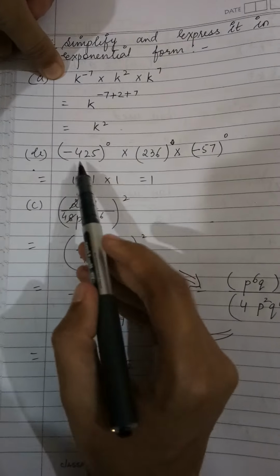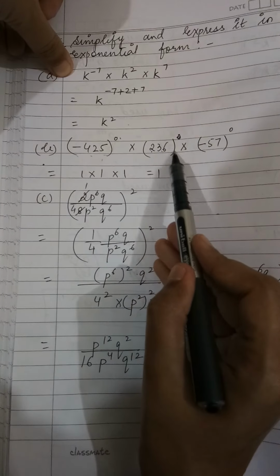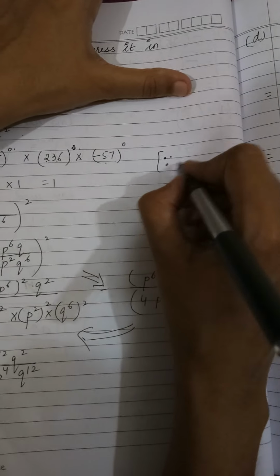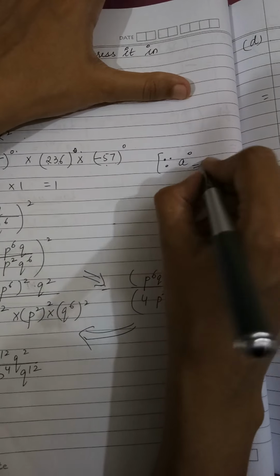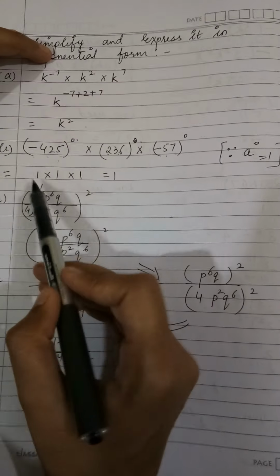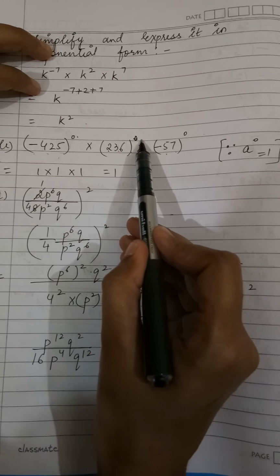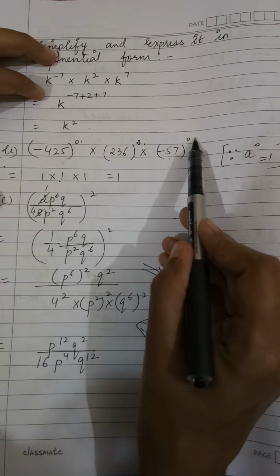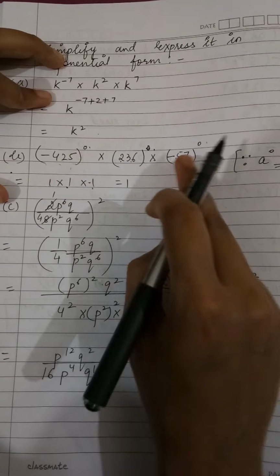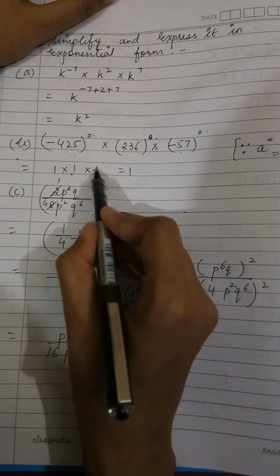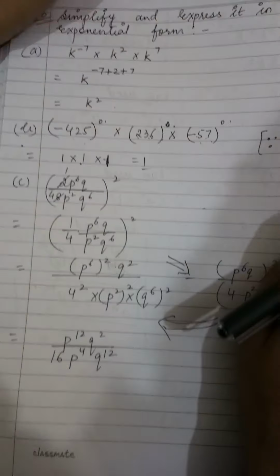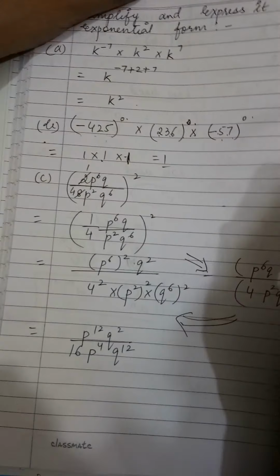Okay, now the B part: minus 425 to the power 0, 236 to the power 0, minus 57 to the power 0. Now we have done a law in which any number to the power 0 will give you 1. So if any number is there and the power is 0, just don't look at the number. The power is 0, put 1. Minus 57 but the power is 0, it will come out to be 1. Do not write here minus 1, because any number you take inside the bracket, and if you take power as 0, it is going to come as plus 1. Okay, 1 into 1 into 1 will give you 1. So this was the easiest one because in this question power was 0.